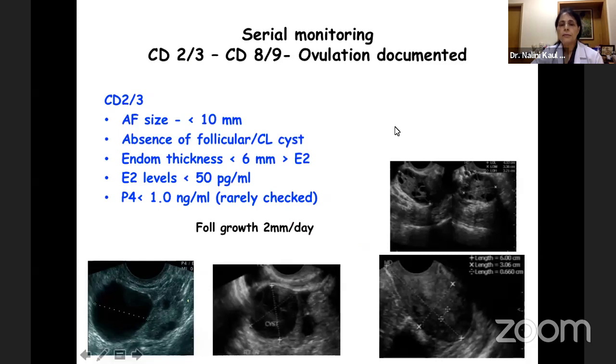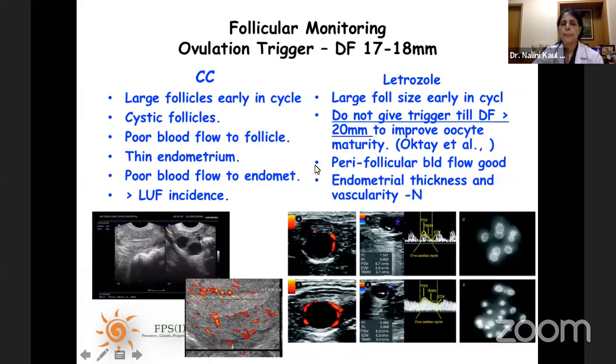You can start with a baseline on cycle day 2, see that the endometrium is thin, there are no cysts there. We don't monitor E2 and progesterone levels as a routine, but these are the levels which should be there. And then you do your next monitoring around cycle day 8 or 9, and based on the follicular growth, you can do a closer or a later monitoring. And roughly after the follicle is 14, it will grow at about 2 millimeters a day.